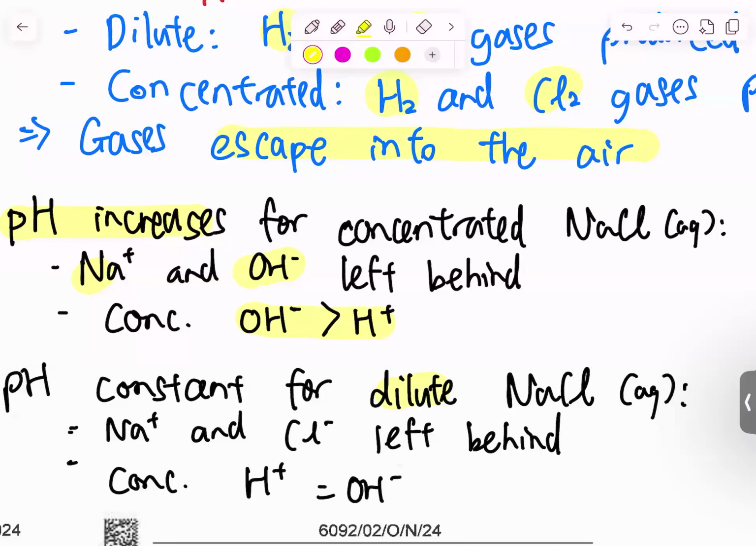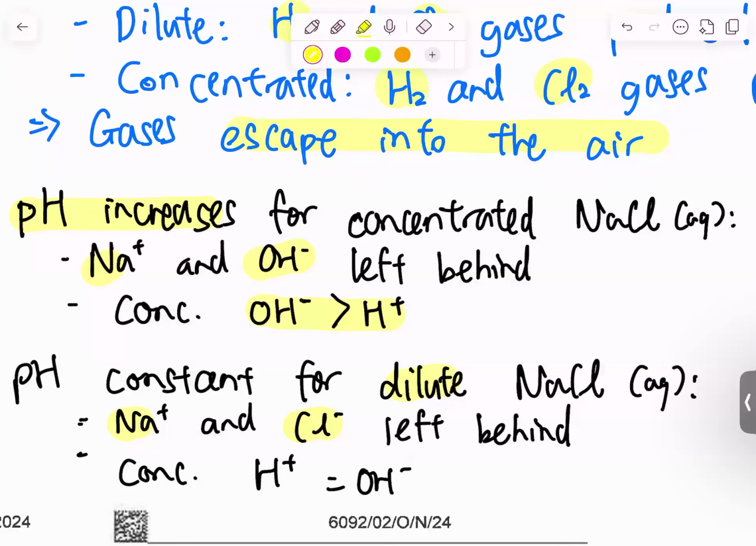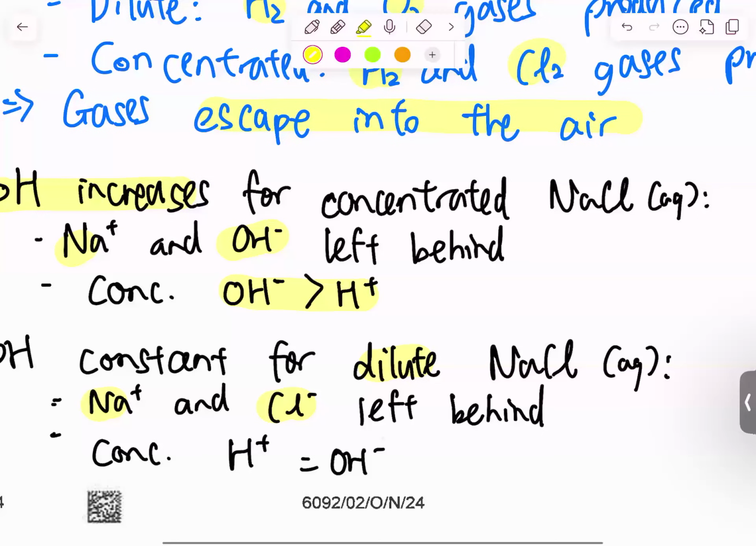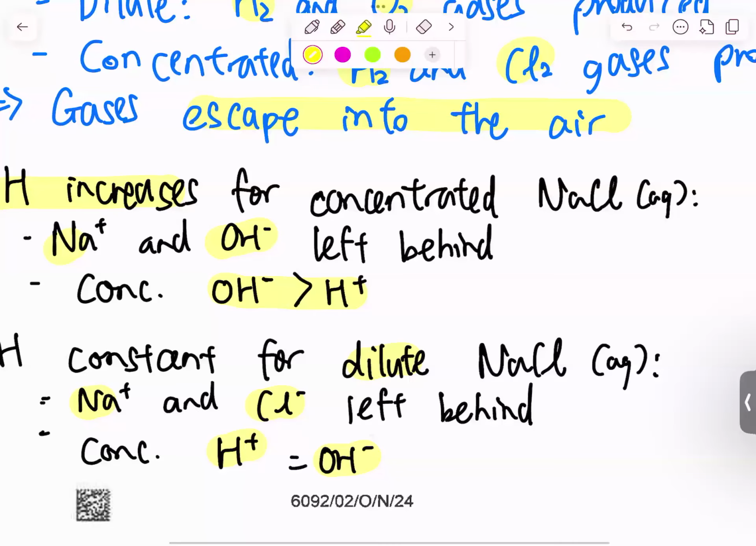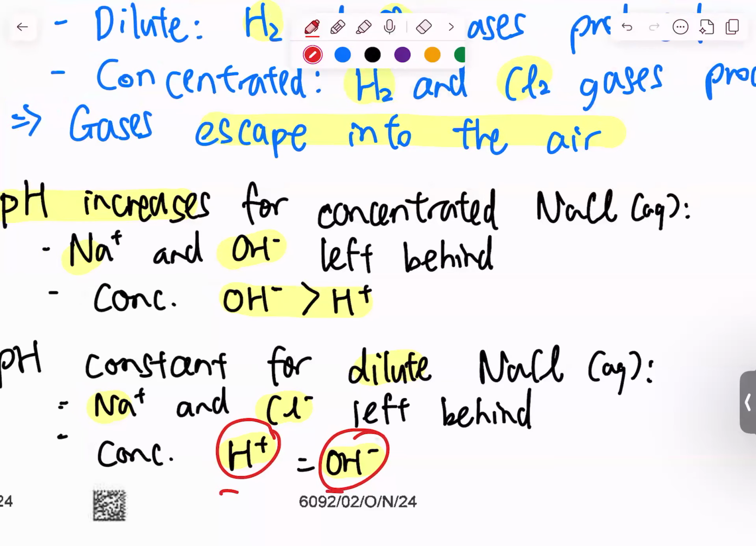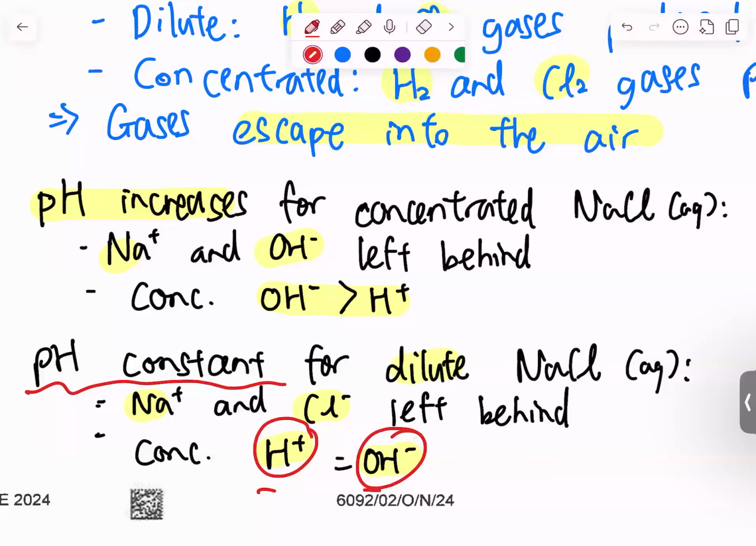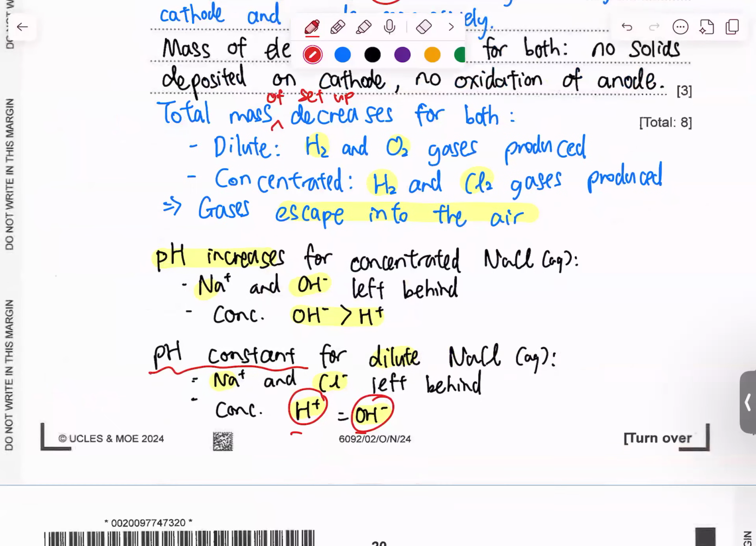For the dilute case, Na plus and Cl minus are left behind, because H plus and OH minus are being discharged. Both of them are being discharged at the same rate. So if both are being discharged at the same rate, at all times the concentration of H plus and OH minus will be the same, and neither species will outweigh the other. Therefore, the pH will be constant. Okay, clear?